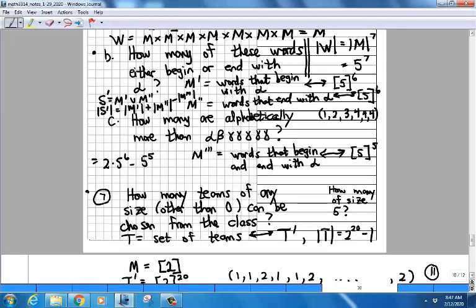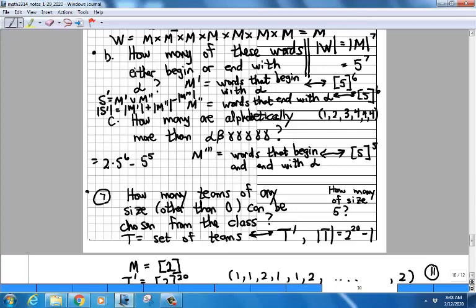It's question A. How many words of length 7 can you form from those first 5 letters of the Greek alphabet: alpha, beta, gamma, delta, epsilon? And it was 5 to the 7th power. We modeled that with a cross product also, so that's in the notes. So there's the answer to the first part of this question.